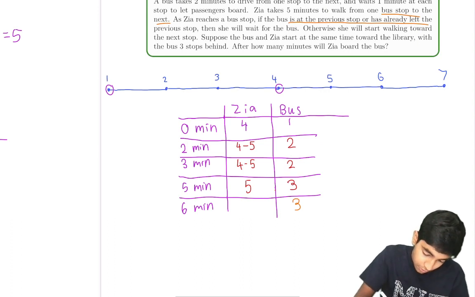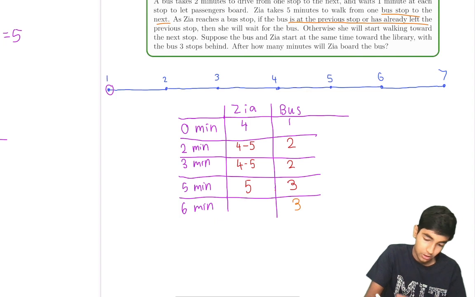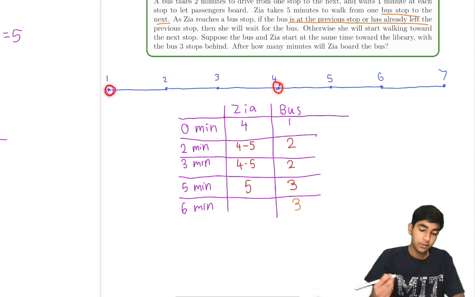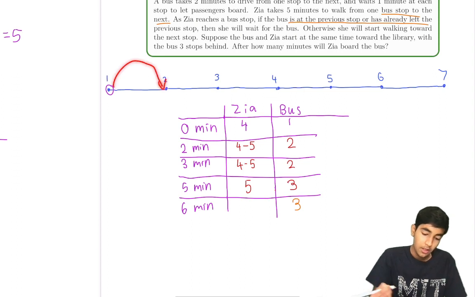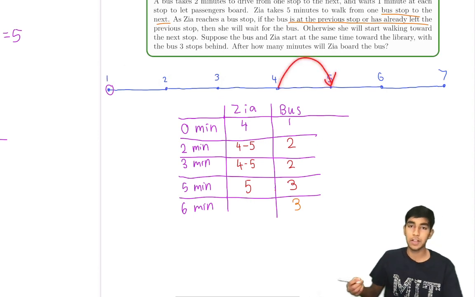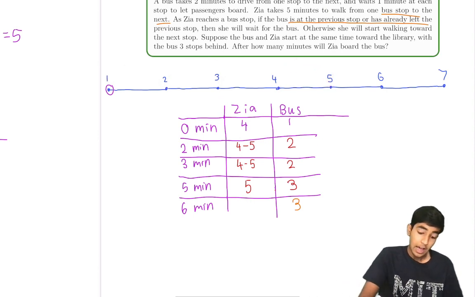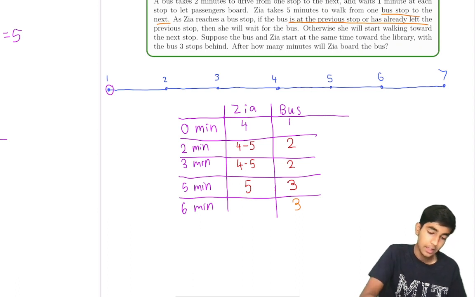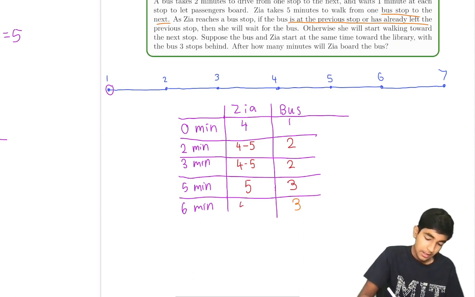Right? So now let's just quickly summarize everything that's happened so far. Initially they started at 1 and 4. After 2 minutes, the bus reached stop 2. Then the bus waited for 1 minute, then reached stop 3 after 5 minutes. And Zia just completed one stop after 5 minutes. And after 6 minutes, the bus has finished waiting at stop 3 and is ready to move on. And Zia is somewhere between 5 and 6 now.